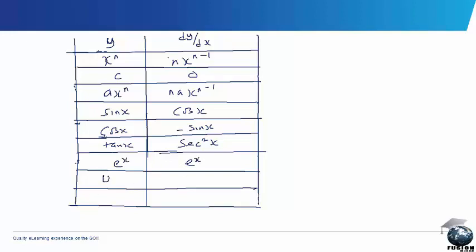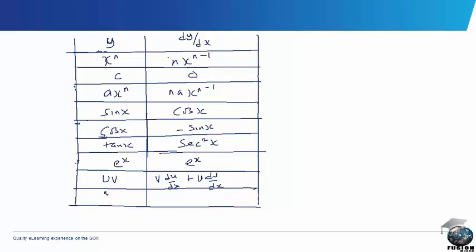And if y is a product of two functions, dy/dx demands that you keep the second function constant and differentiate the first function, and then you add the differentiation of the second function keeping the first function constant. We'll do examples on that.